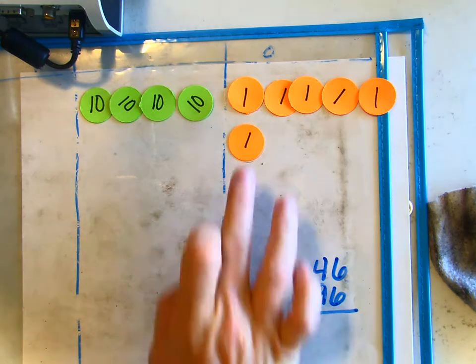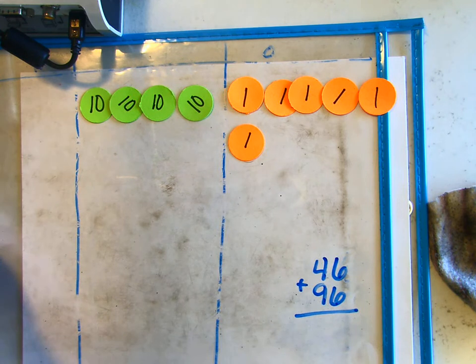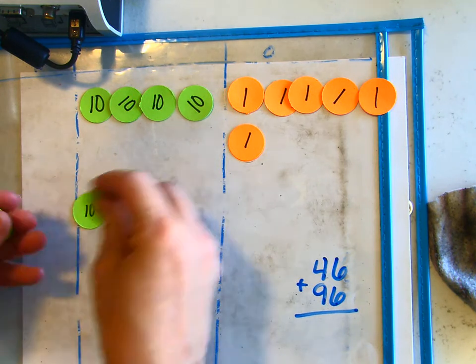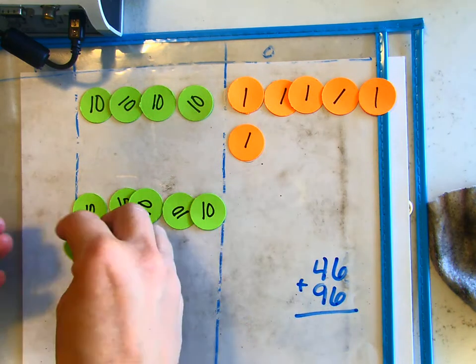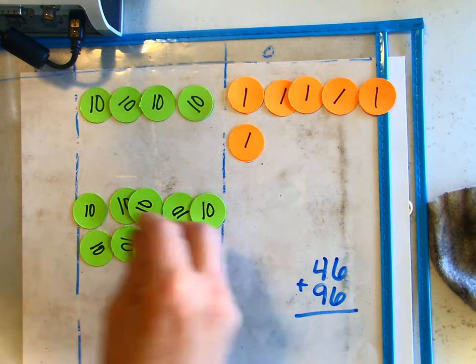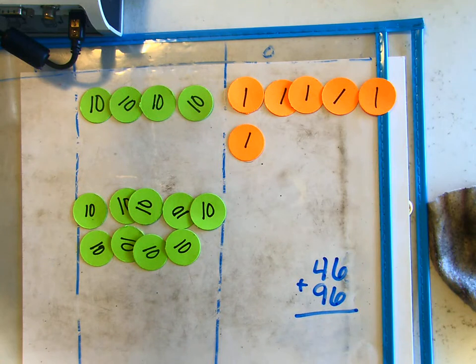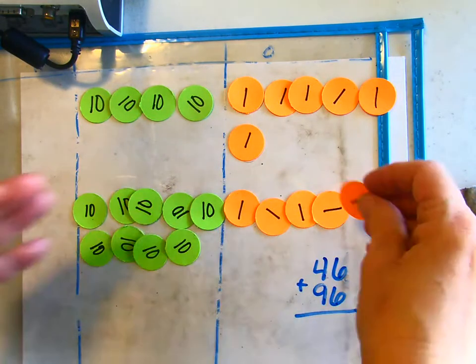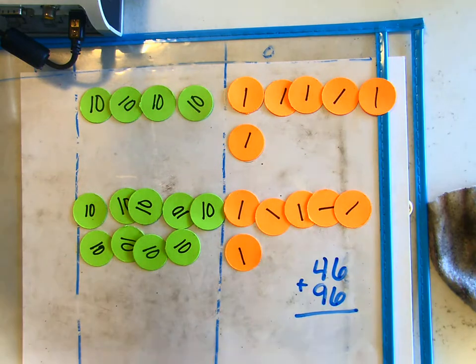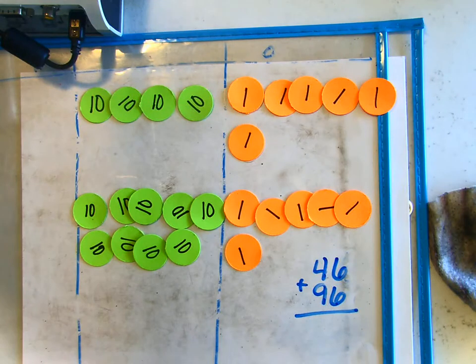There's 46, and I'm going to add 96. That's a lot of tens. 1, 2, 3, 4, 5, 6, 7, 8, 9 tens. And we need 6 more ones. 1, 2, 3, 4, 5, 6. It looks to me like we have a lot of ones and a lot of tens. I think we're going to be composing twice.